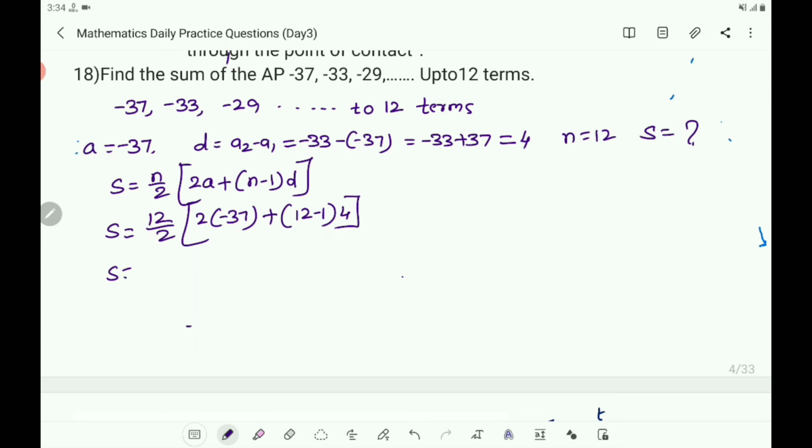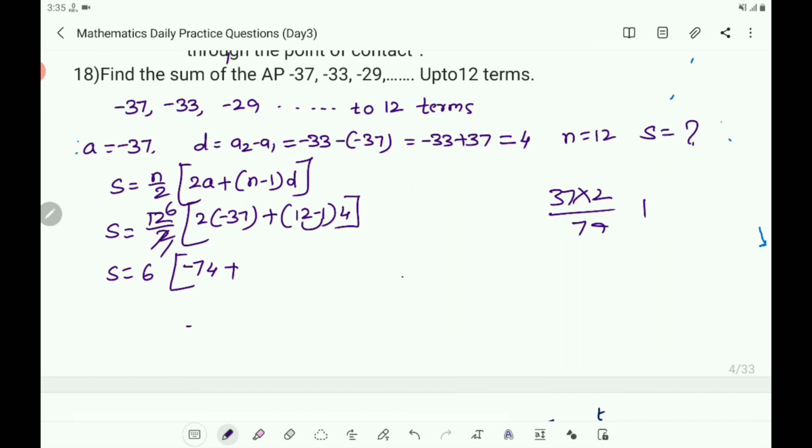Then S equals 2 1s are 2, 6 are 6, you write here. Then 2 into minus 37. You know that 37 2s are 74. 37 into 2, 2 7s are 14, 1 carrying, 3 2s are 6, 6 plus 1, 7. 74. So it is minus 74. 2 into minus 37 is minus 74.